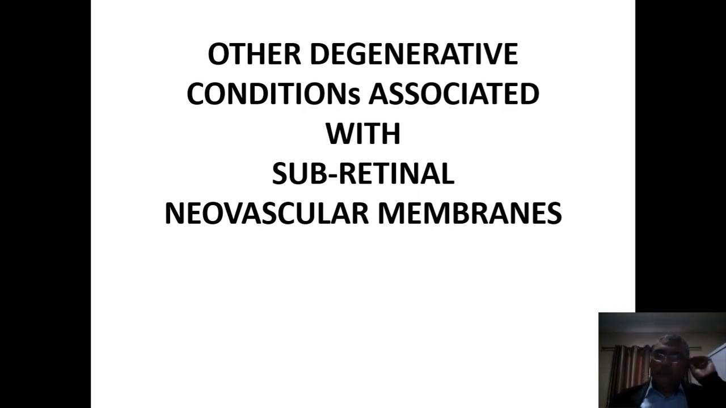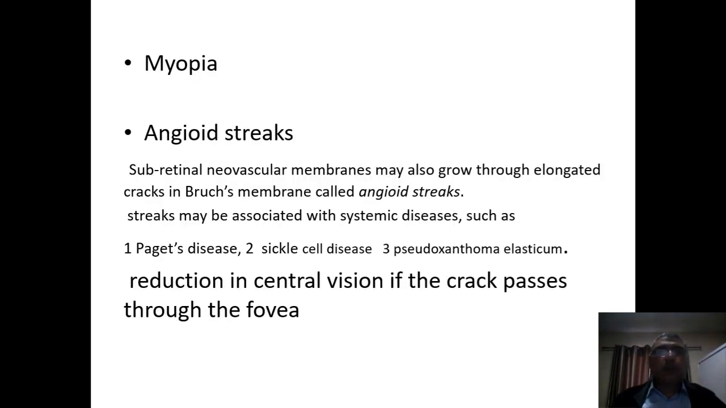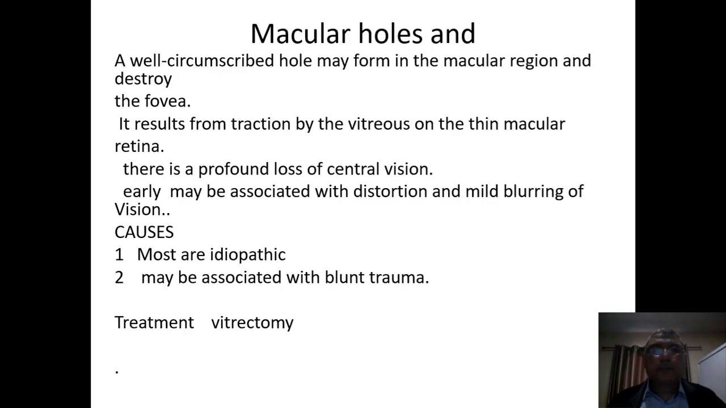degeneration, as these conditions may, like myopia and angioid streaks, where there are cracks in the Bruch's membrane radiating from the optic disc, and they will produce subretinal neovascularization if they go under the fovea. Also, these angioid streaks can be associated with other systemic diseases like Paget's disease, sickle cell disease, and pseudoxanthoma elasticum. Reduction in central vision may occur if the crack passes through the fovea.